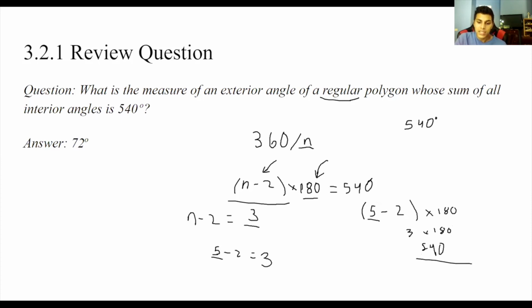So since n is 5, now all I have to do is plug n into the exterior angle equation, 360 divided by 5, and that gives me 72 degrees per exterior angle in this regular pentagon.